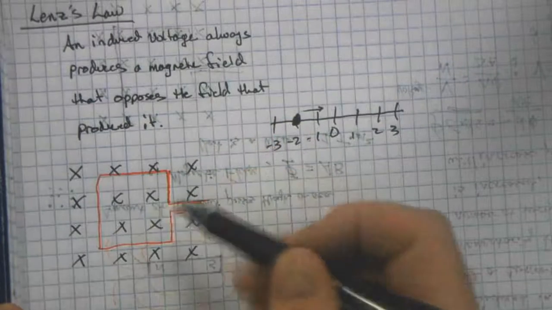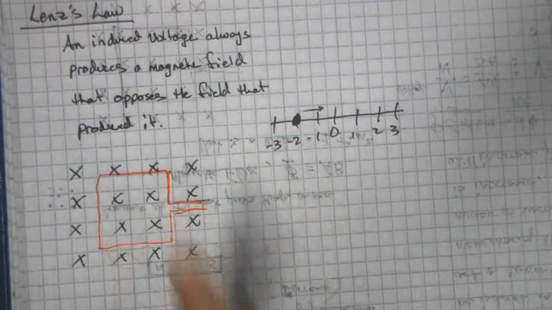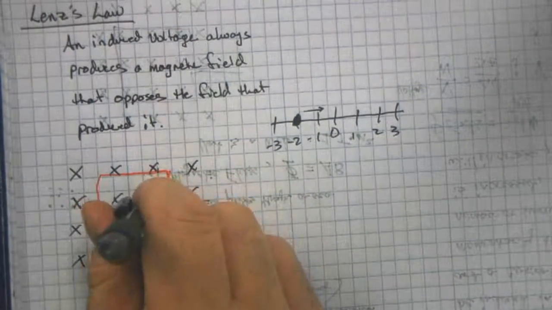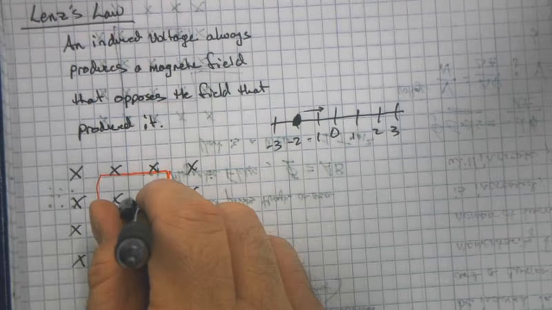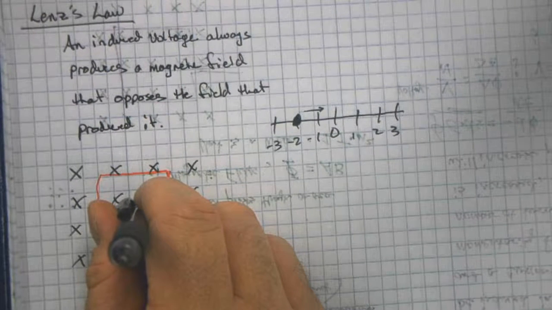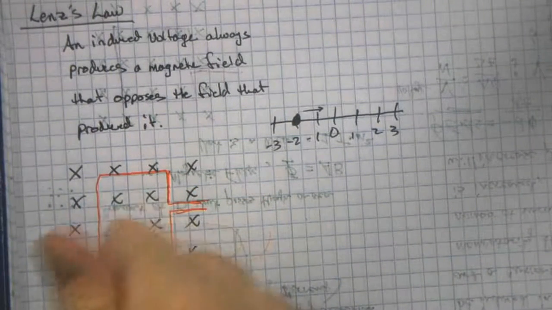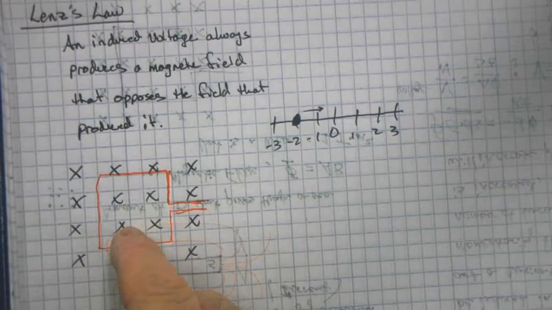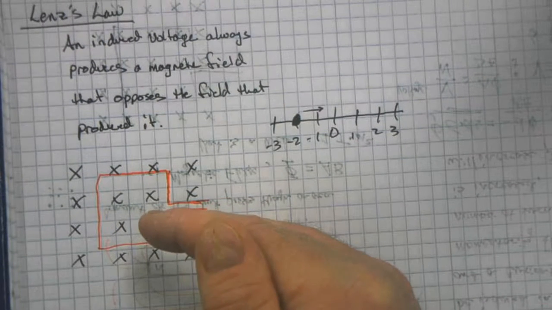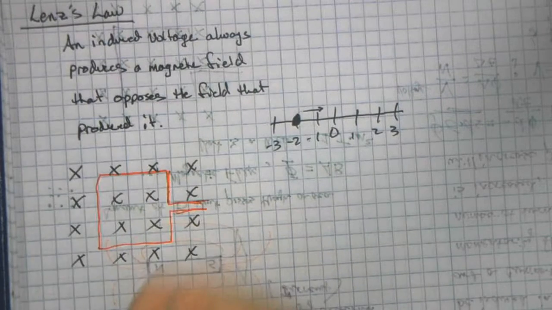So here's where the right-hand rule comes into play. We need to create a magnetic field that's going out of the page. Okay. So here's how it works. Take your fingers. You're going to grab the loop, and you're going to create a current, which will be represented by your thumb.